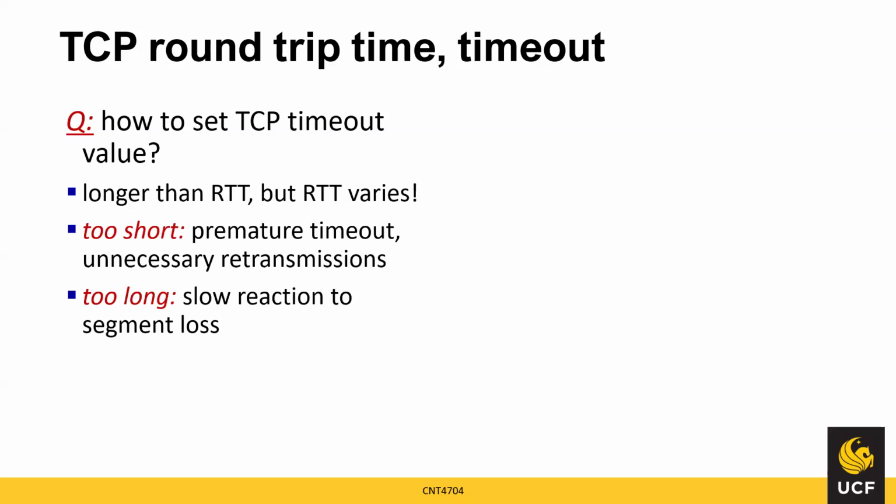So the problem is, if we set the timeout too short, it might retransmit too early when the segment isn't really lost; the segment could be fine, but the time we set is very short. That causes unnecessary retransmissions and a waste of network bandwidth. On the other hand, if we set it too long, then TCP will react very slowly to actual losses, delaying recovery.